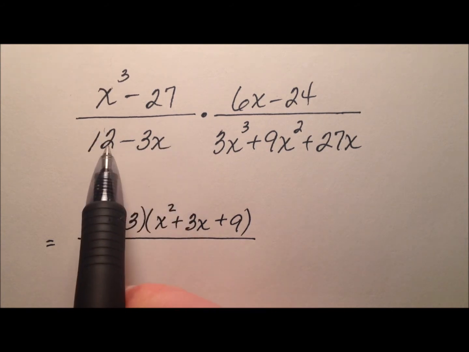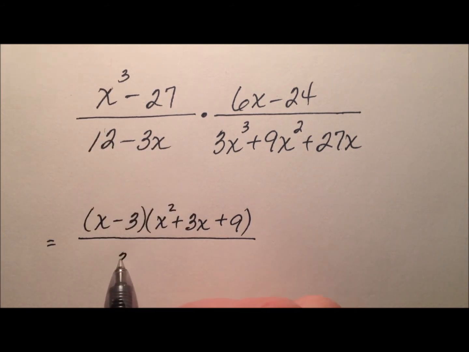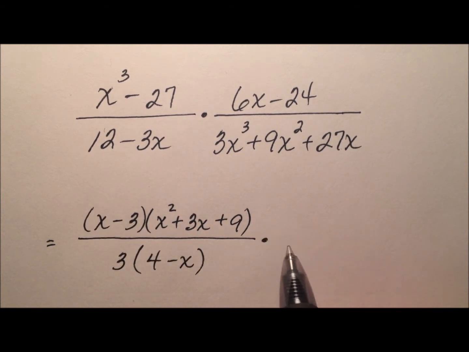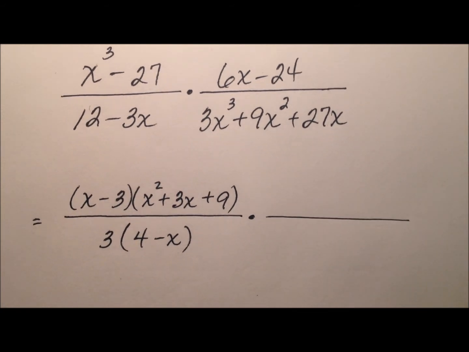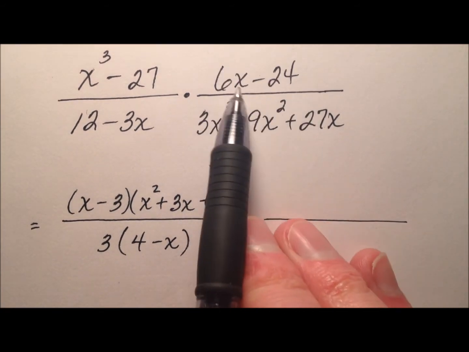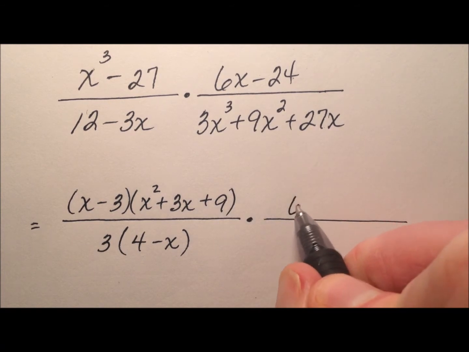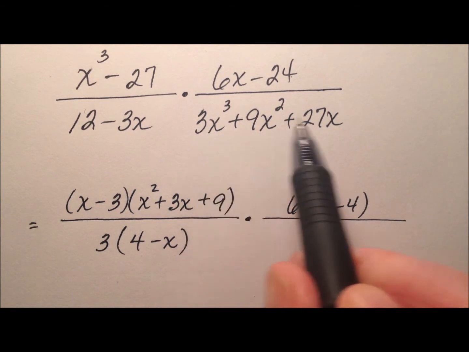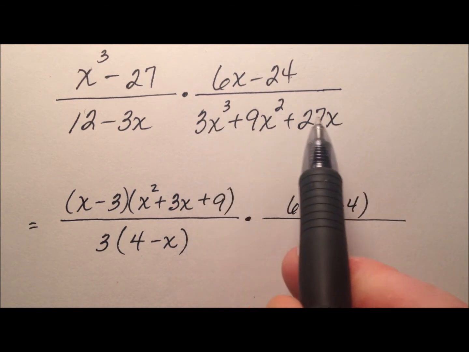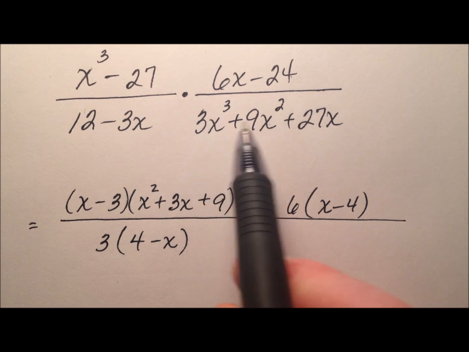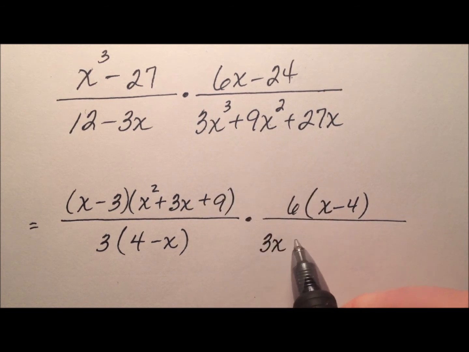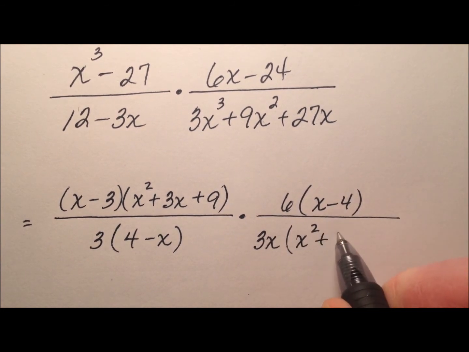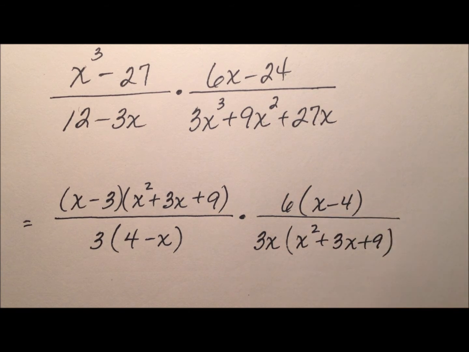And so right below here it looks like I have a 3 for greatest common factor, and what I have left is 4 minus x. Okay, moving on. On the top here, it looks like I have another greatest common factor of 6, so I'm left with x minus 4. And on the bottom, it looks like I have a greatest common factor as well, so it looks like a 3 and an x can come out of that expression. When I do that, I have x squared plus 3x plus 9.